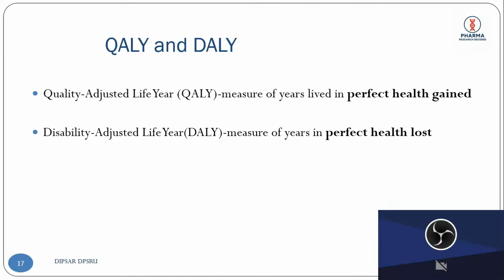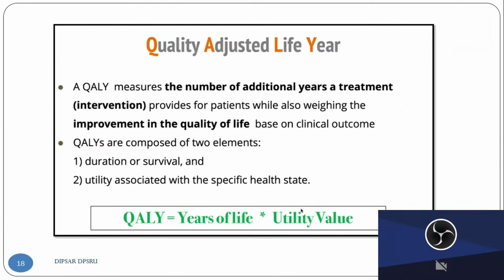QALY is a measure of the years lived in perfect health gained, whereas DALY is a measure of years in perfect health lost. So there is a huge difference between these two, right. QALY talks about perfect health gain, whereas DALY talks about perfect health lost, right. These are very different from each other. You should understand the concept of QALY and DALY.